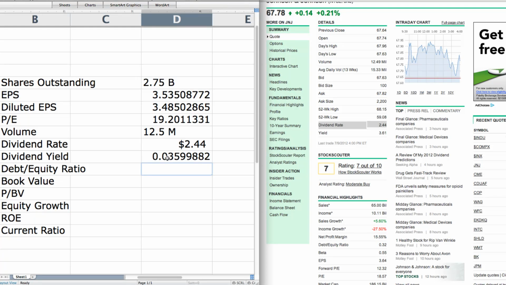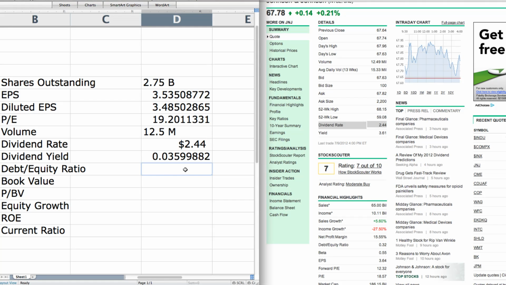Okay, so this is a percent, and it's 3.59%. Over here you can see it just says 3.61. There's no percent sign here, so this can confuse people. They might think that the rate and the yield are the same, but they're very different. This rate is dollars. The yield is a percent.